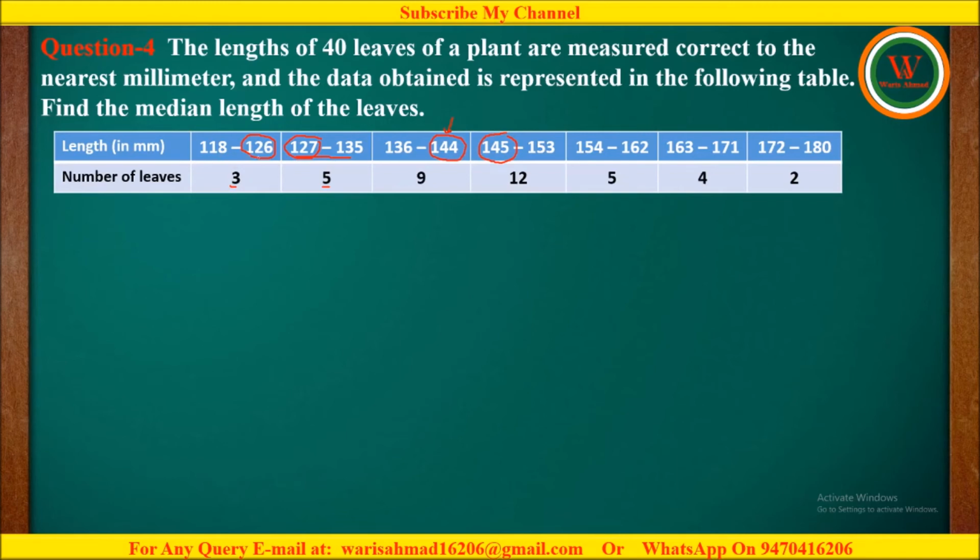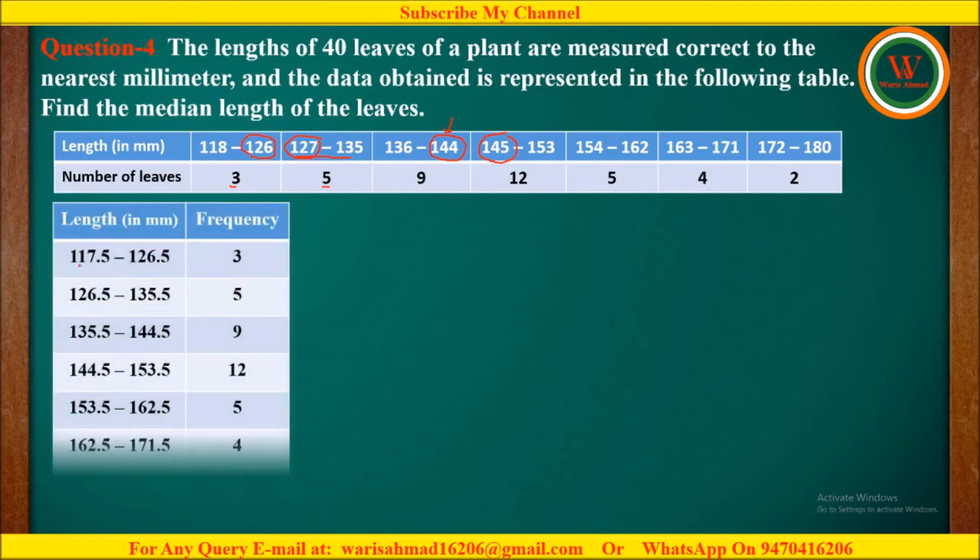of the class. So the resultant class interval will be equal to 117.5 to 126.5. Next will be 126.5 to 135.5, and so on. It means we are subtracting 0.5 from 118. The result will be 117.5, and here in the upper limit we are adding 0.5. So it will be equal to 126.5, and so on. After that, we will add one more column for the cumulative frequency.